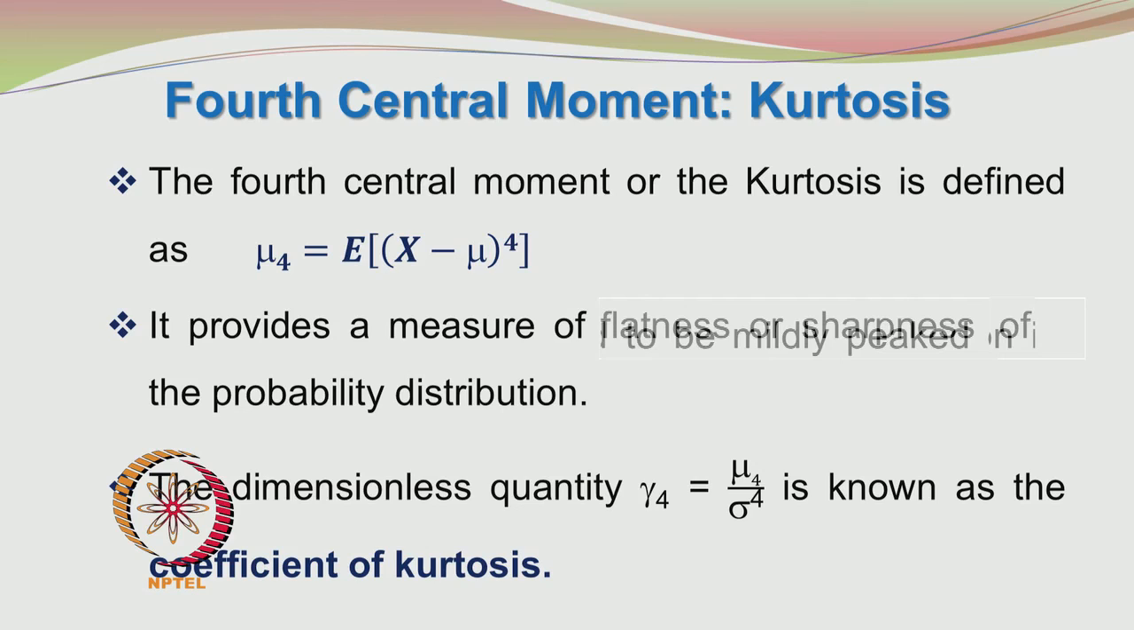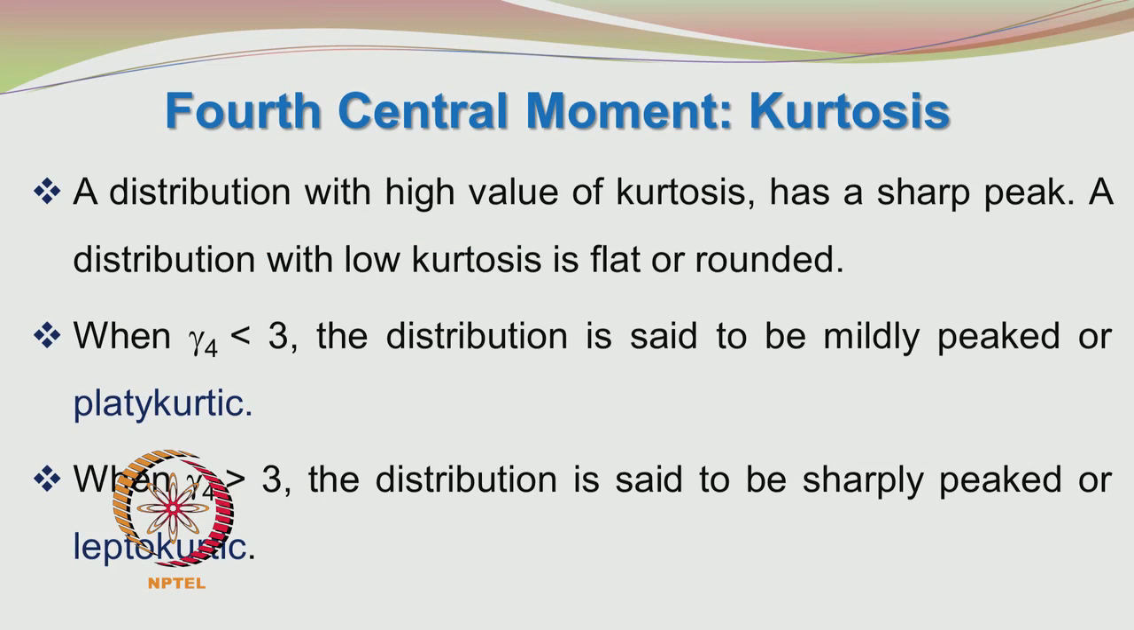The fourth central moment is called the kurtosis, and that is defined as mu 4 is equal to the expected value of (x minus mu) to the power of 4. It is a measure of the flatness or the sharpness of the probability distribution. The ratio of the kurtosis to the fourth power of the standard deviation is termed the coefficient of kurtosis. A distribution with a high value of kurtosis has a sharp peak. On the other hand, a distribution with a low value of kurtosis is flat or rounded. When the gamma 4 value is less than 3, the distribution is said to be mildly peaked or platykurtic. When gamma 4 is greater than 3, the distribution is said to be sharply peaked or leptokurtic.